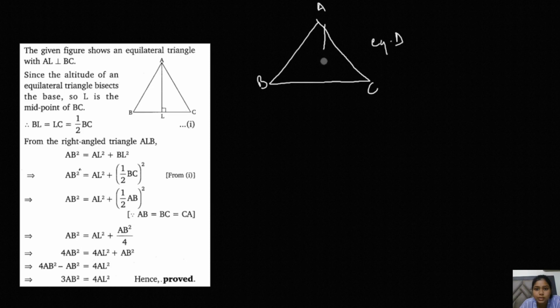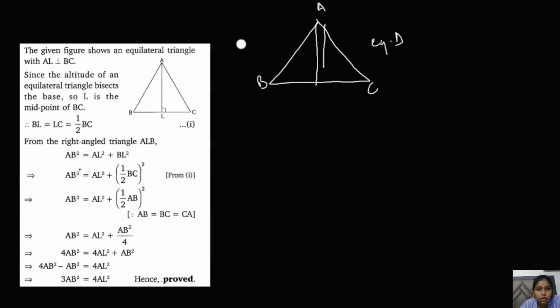In this particular question, it is already given that the triangle is an equilateral triangle having equal sides, and this is the perpendicular bisector. It is already given that this is a bisector and this is also perpendicular.